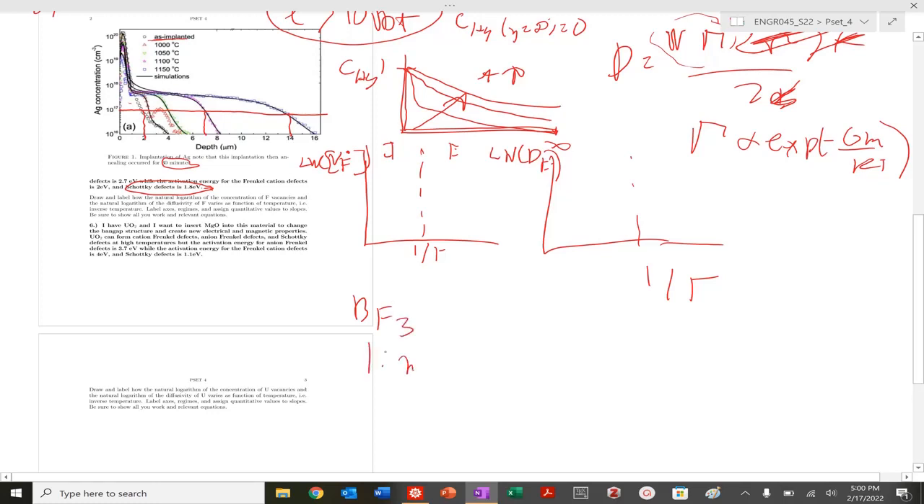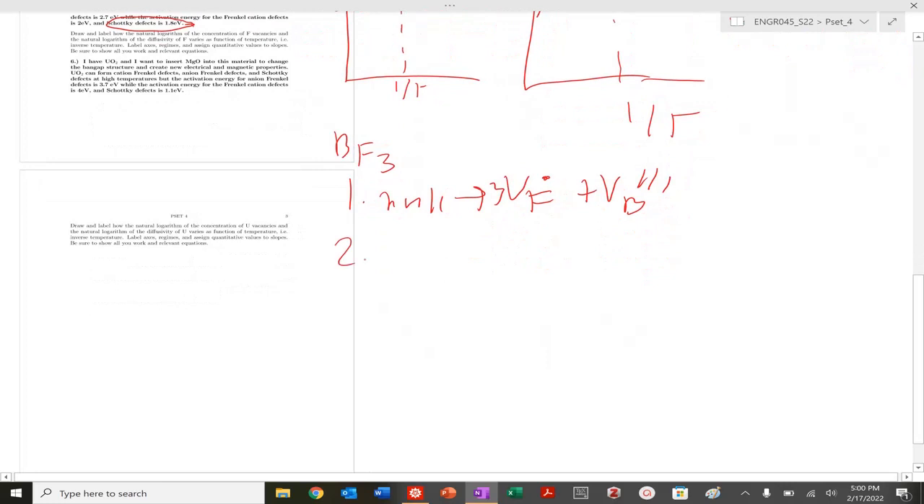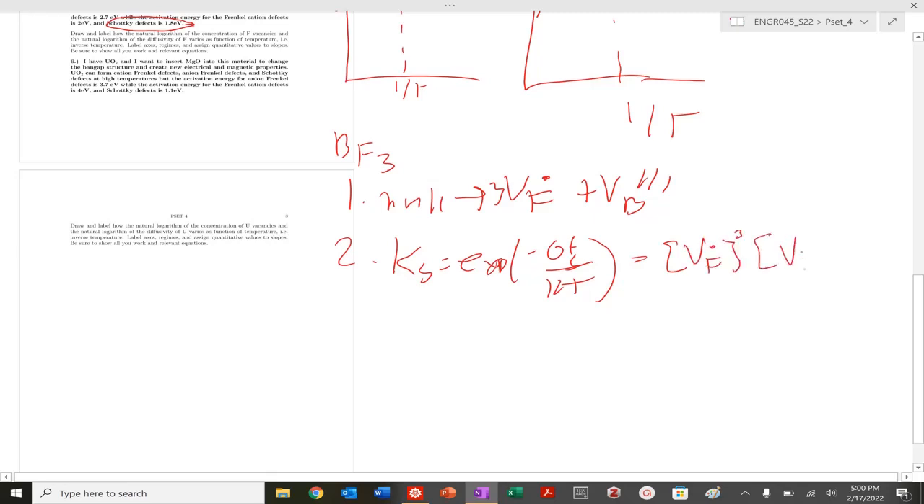So I'm going to do my first step: null goes to vacancy in F, plus vacancy in B, minus 3 times 3. So that is my reaction. Next, I need to write my K Schottky, which is equal to exponential minus G formation of Schottky over KT, which is going to be equal to the concentration of VF to the third times VB to the 3.